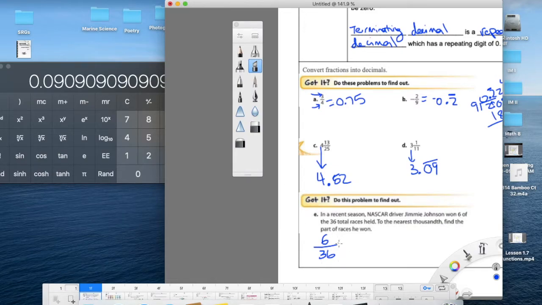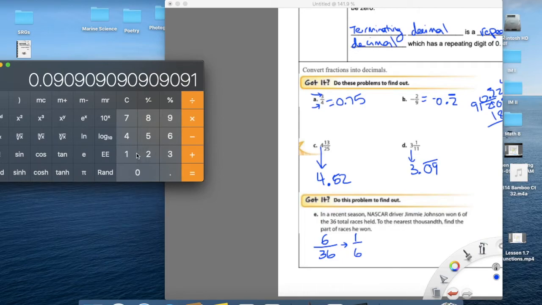And I can reduce this pretty easily. 6 and 36 both divide by 6. 6 divided by 6 is 1. 36 divided by 6 is 6. But we need to know the decimal. So we actually need to do the division. So again, either we're going to do the long division, or we're going to come over here to a calculator and go 1 divided by 6. And here we have this repeating decimal. And again, if I didn't reduce and I just did 6 divided by 36, it would give me the same repeating decimal. So you don't really need to reduce in this case.